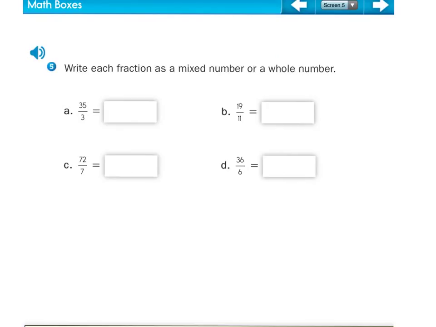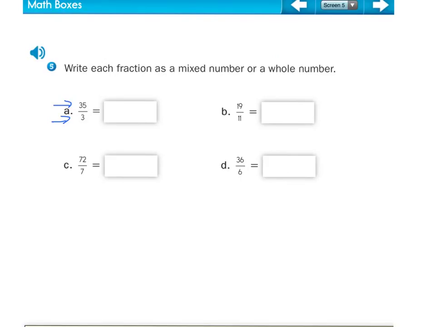Sorry, again, I forgot to change it back to the pen. 35 is bigger than 3. Okay, so that makes that an improper fraction. So how do we change that to a mixed number or a whole number? Well, it's going to be a mixed number if I have something left over, if it doesn't go in evenly. I'm going to have a whole number if the denominator goes into the numerator evenly. Okay, so if the bottom number goes into the top number evenly, then I'll have a whole number. If I have anything left over, I'll have a mixed number, so I'll still have a fraction as well.